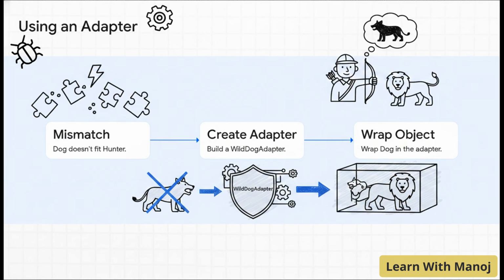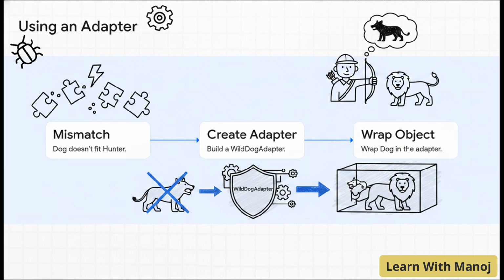So, how on earth do we solve our hunter's dilemma without completely rewriting our entire game from scratch? Well, we use our trusty adapter logic step by step. Step 1. We recognize the mismatch. The wild dog's interface just does not fit the hunter's expectations. Simple as that. Step 2, we create a middleman. We're going to build a wild dog adapter. Now think of this adapter as a clever disguise, or, you guessed it, our card reader. On the outside, this adapter perfectly mimics a lion, which is exactly what our hunter is looking for.